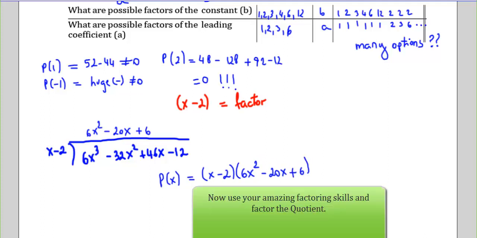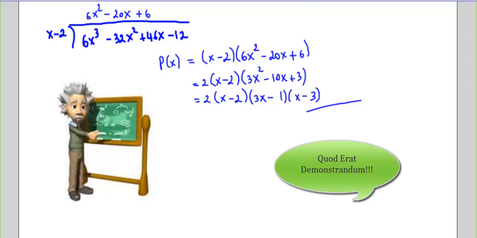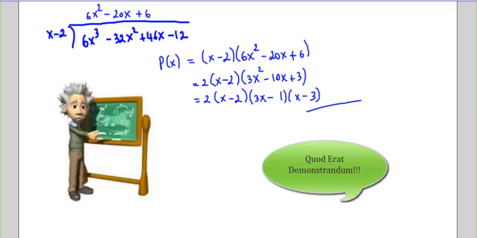Now use your amazing skills and factor the quotient. You could common factor. You notice that every single term in that quotient is divisible by 2, and you could first common factor a 2. That might make that polynomial easier to factor, and then you're going to be left with a slightly simpler quadratic trinomial to factor. Now my result was 3x minus 1, x minus 3 in the quotient, with a greatest common factor of 2 in front of it.